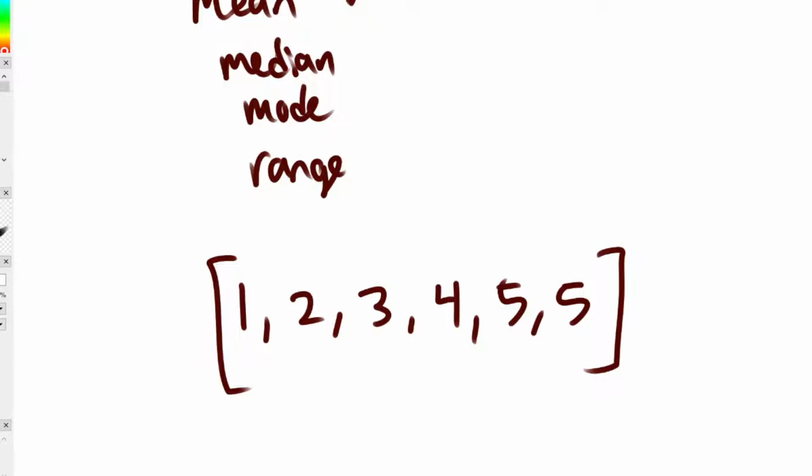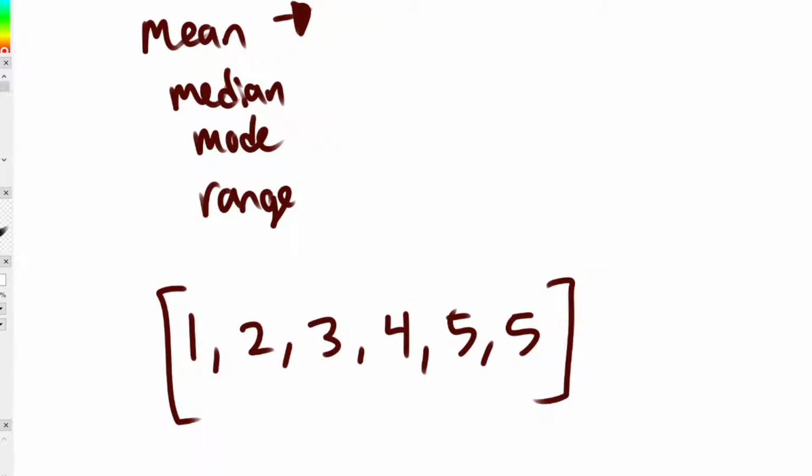A mean is the average. To calculate a mean, you will add all of them up together. So we'd add 1 plus 2 plus 3 plus 4 plus 5 plus 5. And then we divide all of that by how many numbers we have. So 1, 2, 3, 4, 5, 6. We have 6 numbers, so we'd be dividing by 6.